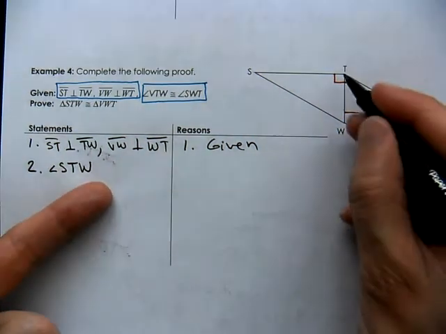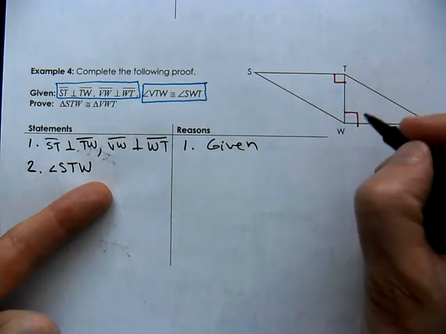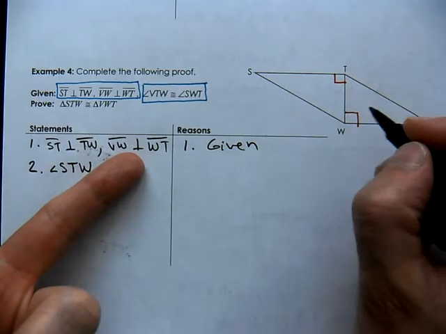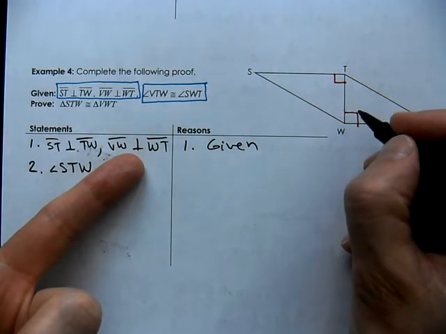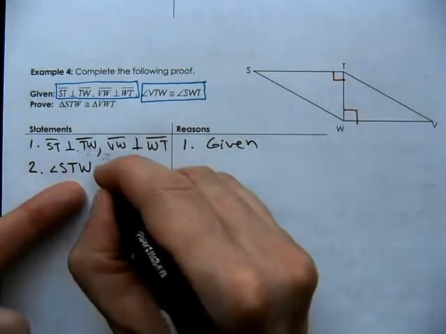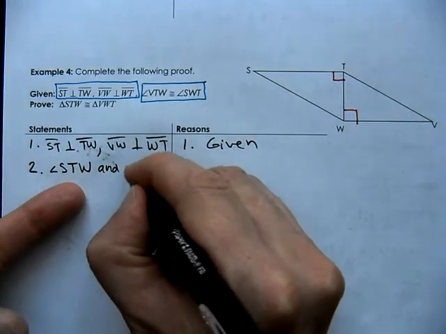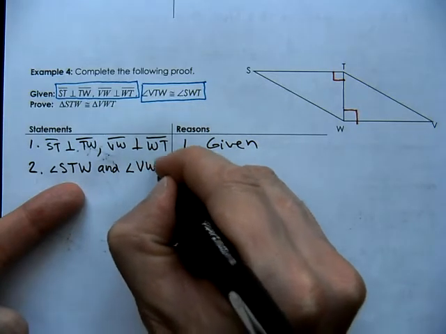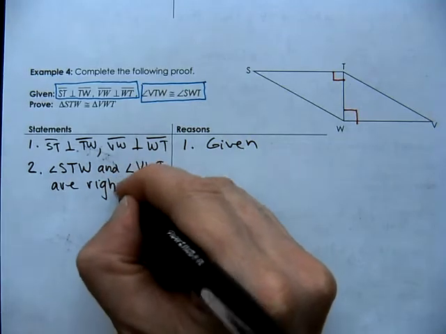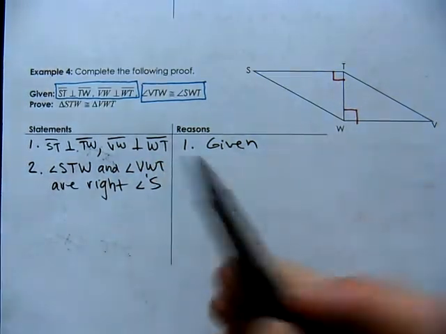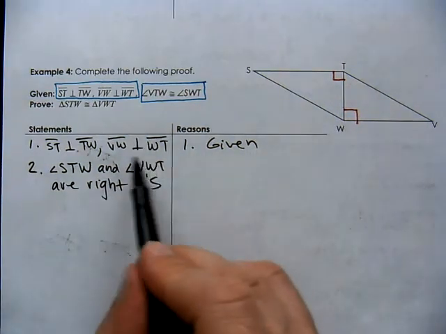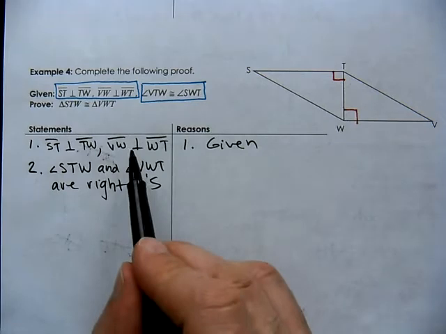What are we saying about these two? We're not saying they're congruent yet. All we're saying is that we have right angles, because that's what is formed when we have perpendicular lines. So we're going to say these two angles, angle STW and angle VWT, are right angles. You have to name them first before you can say they are congruent, because perpendicular lines form right angles.